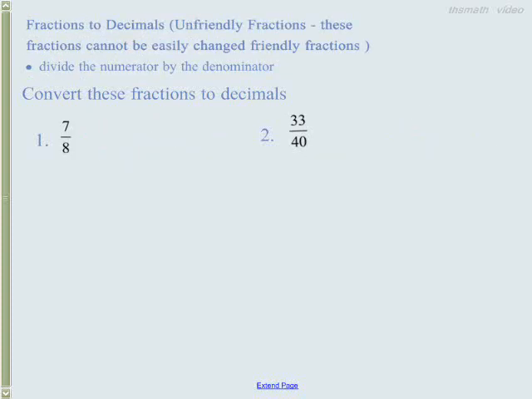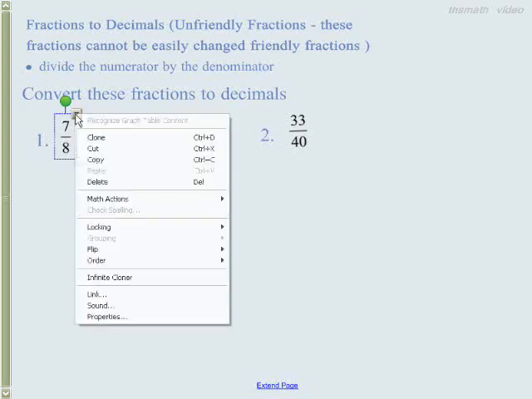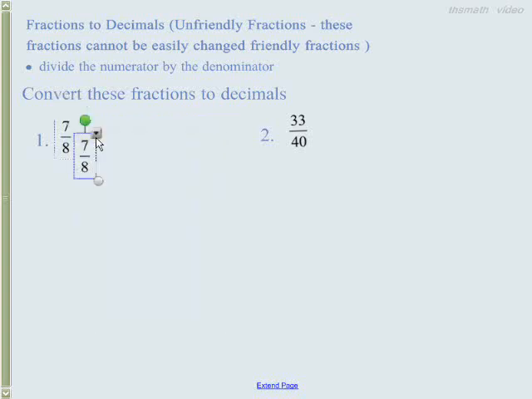And these are the unfriendly fractions. They're not easy to change into friendly fractions. And so for any fraction that you want to change to a decimal, all you need to do is divide. And sometimes it's difficult to remember how to divide them. So what I try to remember to do is if I turn this fraction clockwise, I see that here on the outside my divisor is the 8, and on the inside my dividend is the 7.